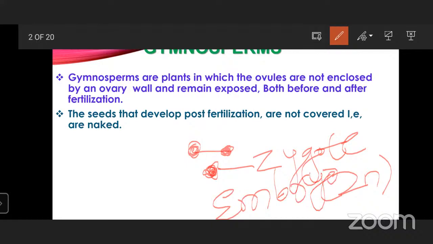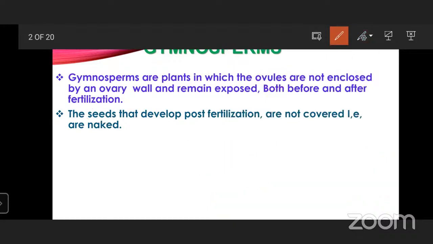After fertilization, many changes take place. Those changes are called post-fertilization changes. After fertilization, ovules are transformed into seeds, and the ovary wall is transformed into the seed coat. But in gymnosperms, the ovary wall is absent. That is why the seeds are not covered with a seed coat, so those plants are called gymnosperms.